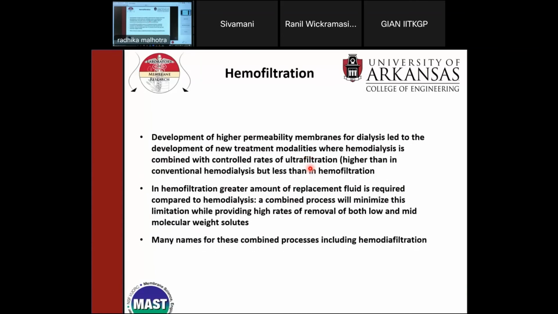Okay, so in hemofiltration, greater amount of replacement fluid is required compared to hemodialysis. A combined process will minimize this limitation while providing high rates of removal of both low and mid-molecular weight species. People have come up with many names for this process, one of which is hemodiafiltration, but there are others. There's like high flux dialysis and so forth, okay? Depends on the company and how they're marketing it.